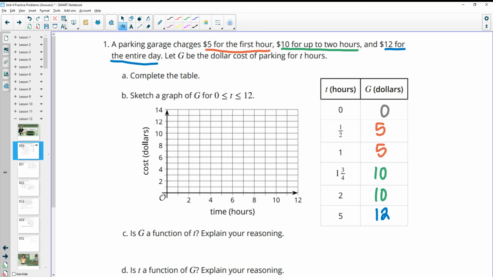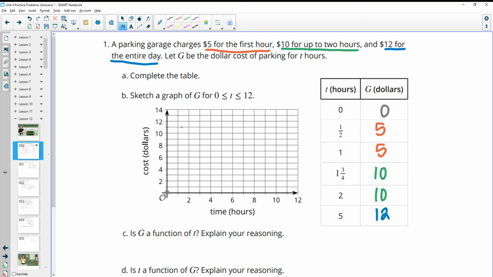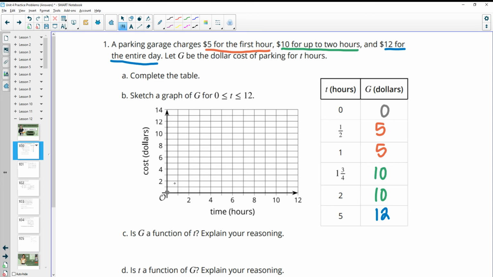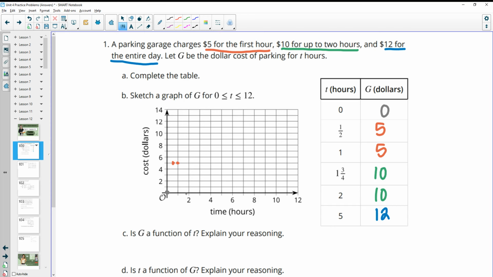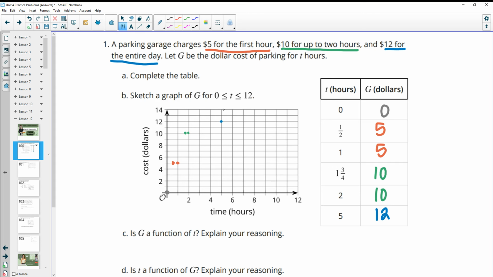So then we'll graph this. So again, at 0 hours, we were at $0. Half an hour, it cost us $5. 1 hour cost us $5. 1 3/4 hours cost us $10. 2 hours cost us $10. And then 5 hours cost us $12. And then we'll just kind of think about graphing the rest of this.